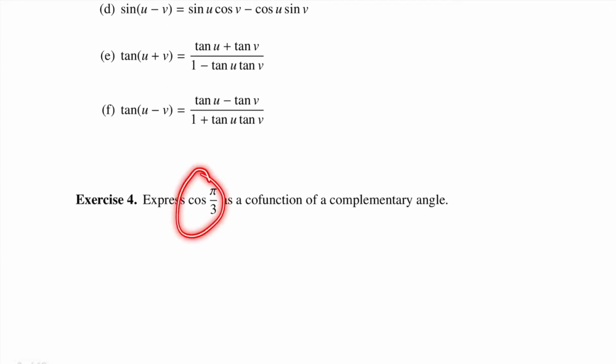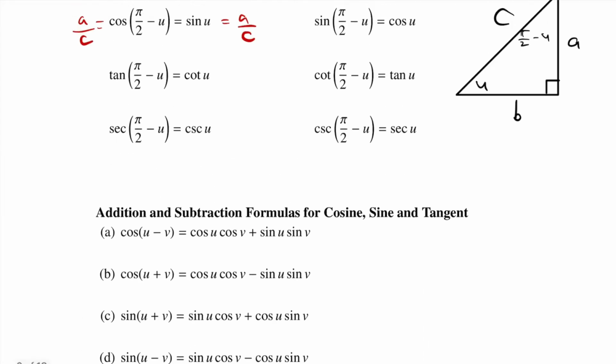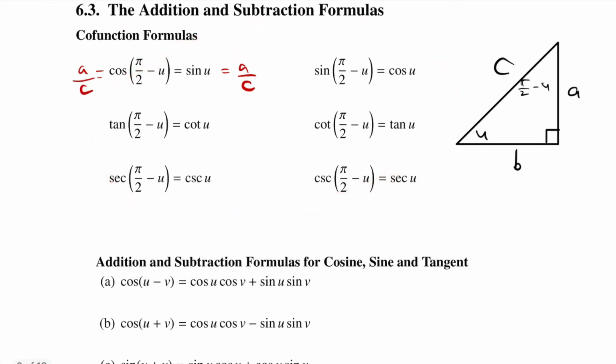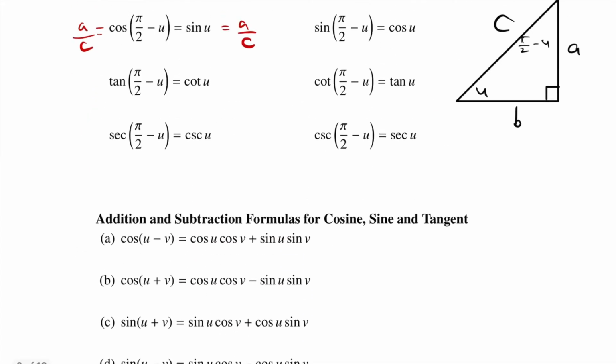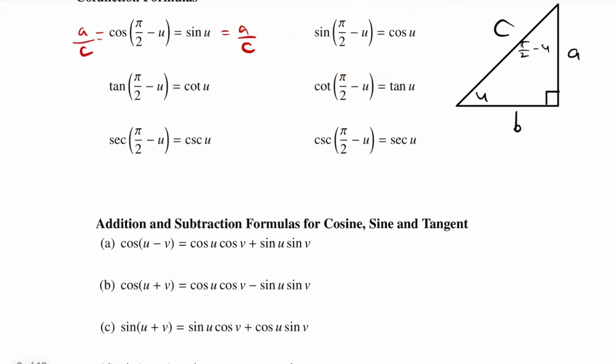All right, so for the first example, they want us to express this as a cofunction. Cofunction means we need to use these ones up here. The one that applies to this specific problem is cosine of U, so we're going to use this one here. Let me copy and paste that.